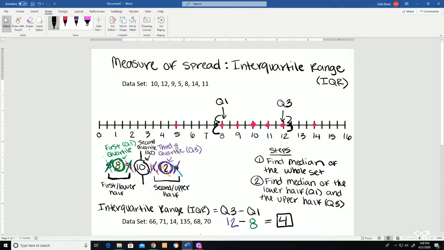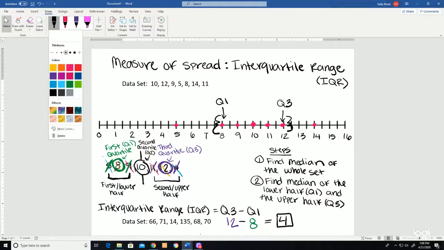So the other thing that I don't want you to get confused about is if they talk about finding the range.